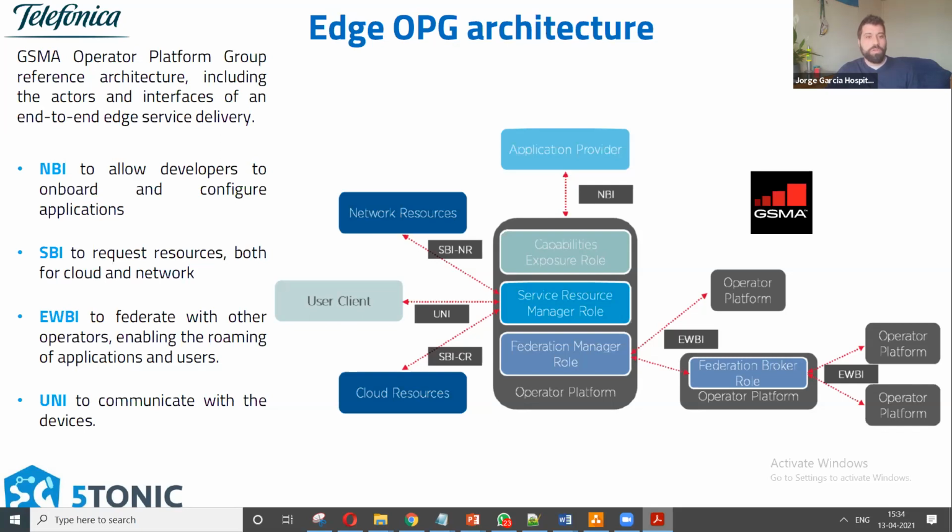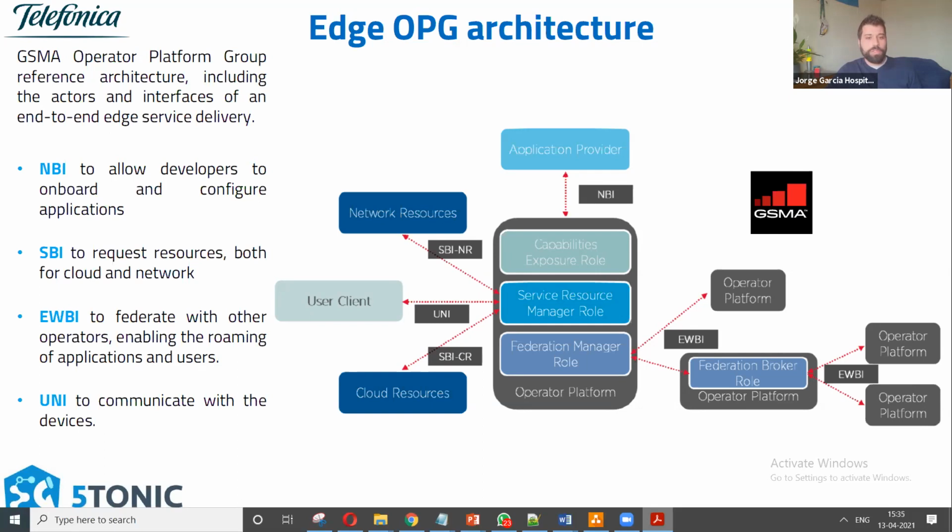We also want to request different capabilities on the network, take advantage of the authentication that they do with the devices, take advantage of the quality of service, the reliability. We need to have these different interfaces with the network also, with the 5G core in this case, as we will see later, but with any other network.